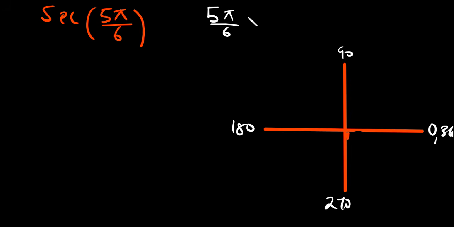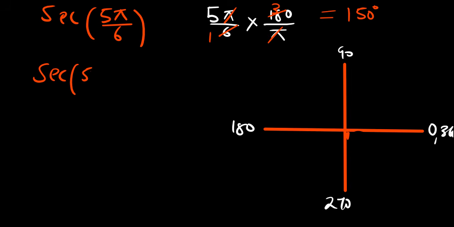So the way we're going to convert this one, you know that our conversion factor is 180 divided by pi, and what are you going to do? Your pi and your pi can divide. 6 into 6 is 1, 6 into 180 is 30, so 5 multiplied by 30, you have 150 degrees. So because we've got 150 degrees, sec 5 pi over 6 is the same as sec 150 degrees.